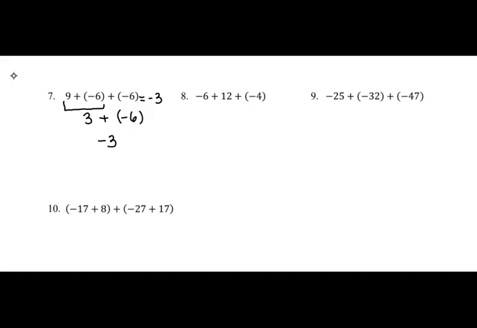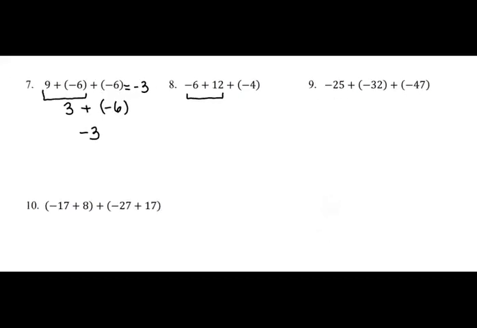Next question, problem number 8. You have negative 6 plus 12 plus negative 4. Let's do the first two first. Only looking at negative 6 plus 12, you have a 6 and you have a 12. 12 is the bigger value, so it's going to be positive. Once you know that it's a positive answer, you can proceed with subtracting 12 minus 6. So negative 6 plus 12 will give you positive 6. So bring the plus sign down and bring negative 4 down.